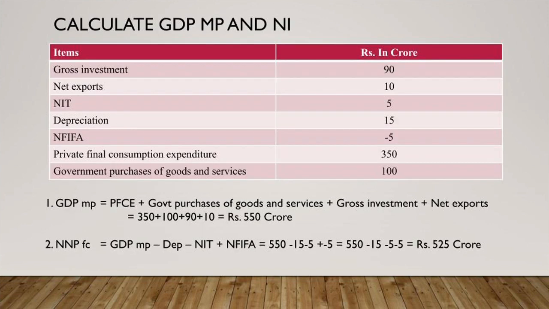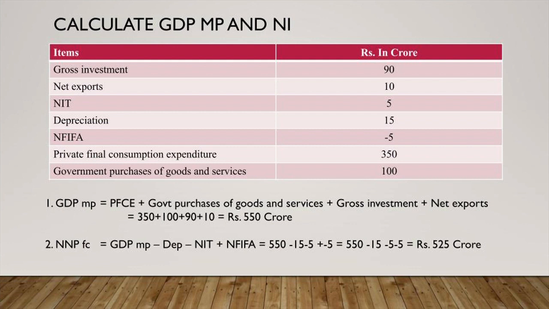Let us discuss how to compute GDP-MP and national income using the expenditure method. In this illustration, gross investment is given as 90 crores, net exports is given as 10 crores, net indirect tax is given as 5 crores, depreciation 15, net factor income from abroad minus 5, private final consumption expenditure 350, and government purchases of goods and services 100.